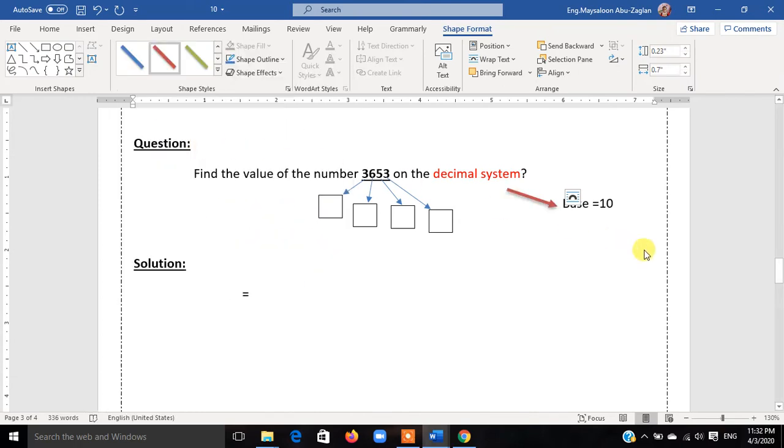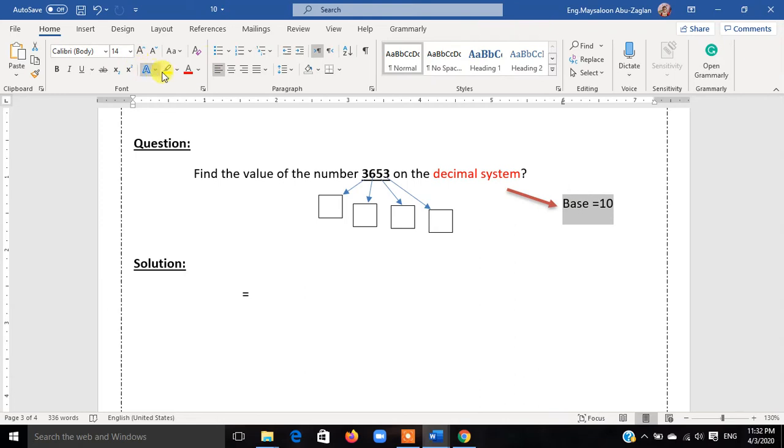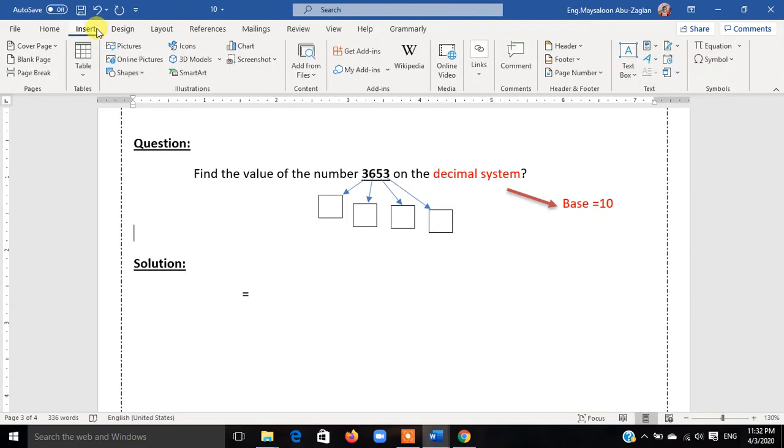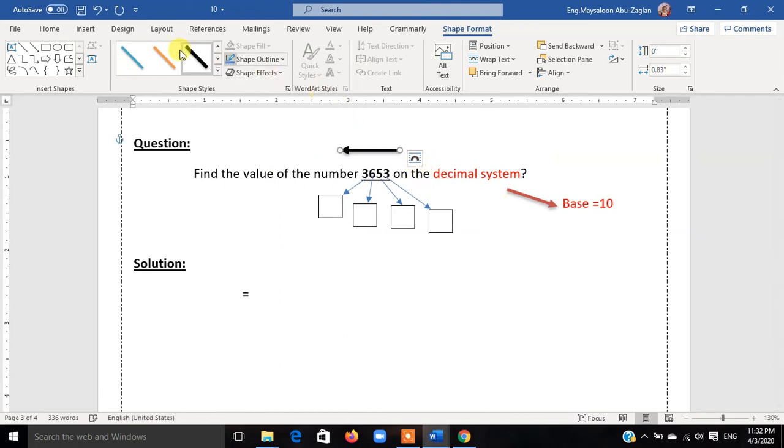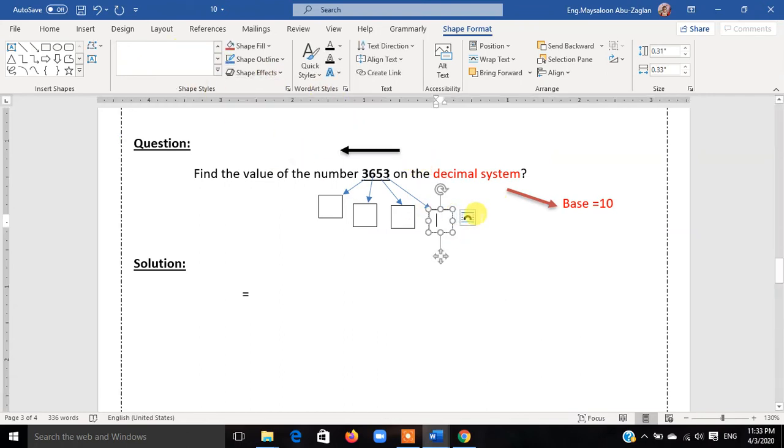I'm going to highlight it very hard so you can notice it. In the decimal system, the base will be 10. And we are going to start numbering, or giving the order for the numbers we are going to deal with, from right to left. So the order for number 3 here will be 0, the order for number 5 will be 1, the order for number 6 will be 2, the order for number 3 will be 3.